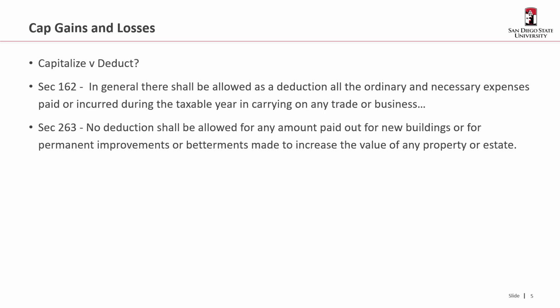However, Code Section 263 comes along and says no deduction shall be allowed for any amount paid out for new buildings or for permanent improvements or betterments made to increase the value of any property or estate.